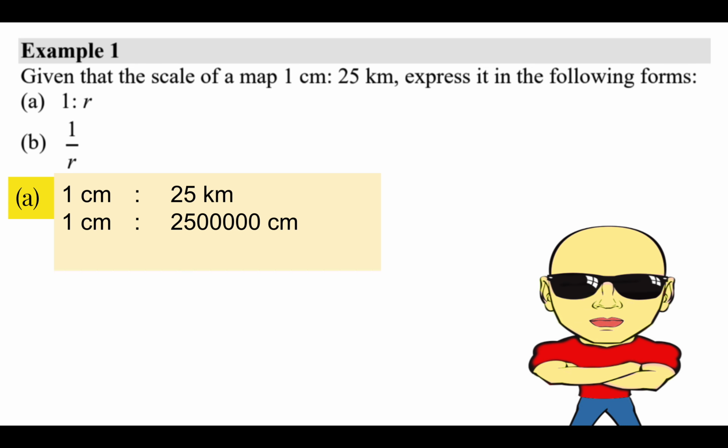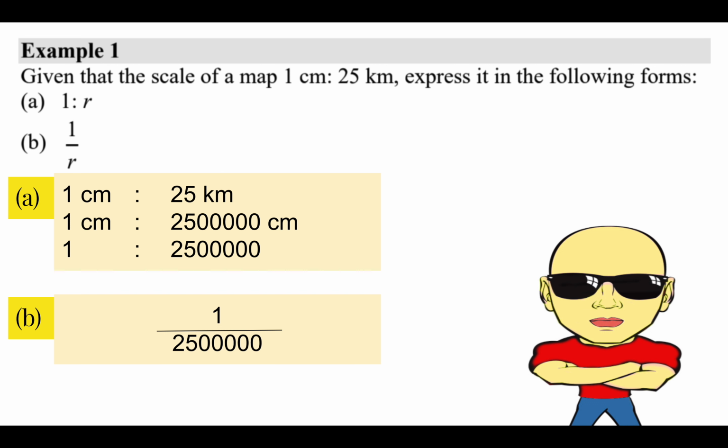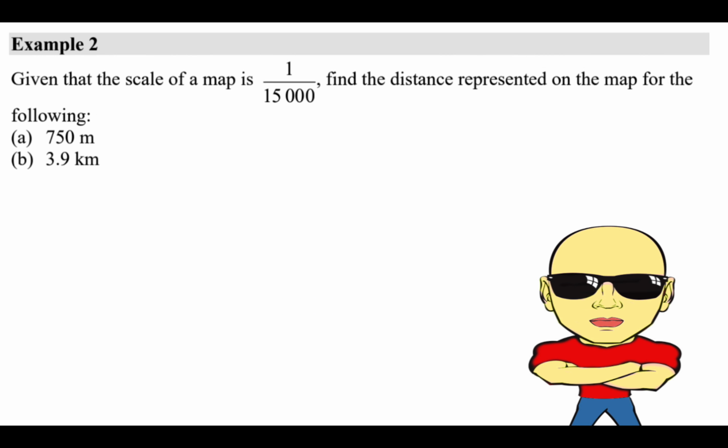So finally, once we manage to obtain the same units, we can rewrite it in its final form without the units. So 1 is to 250,000. In part B, we are tasked to express the scale in terms of a fraction. Simple enough, just write it in this manner: 1 over 250,000. Let us move on to the next example.